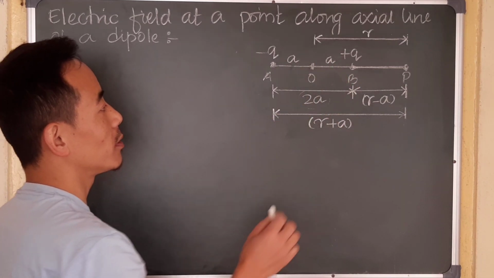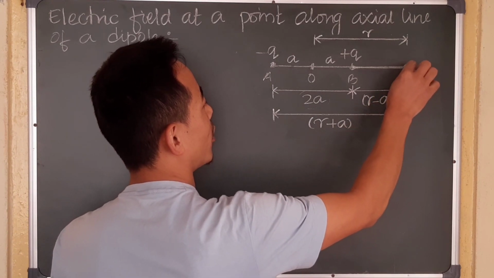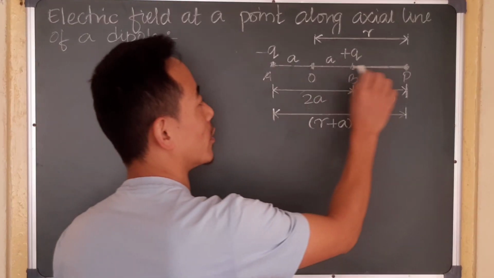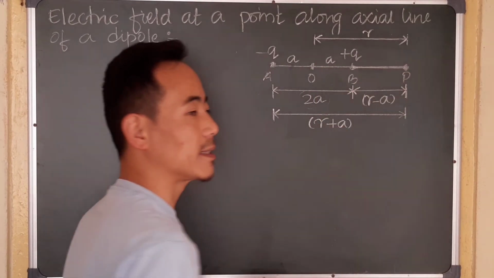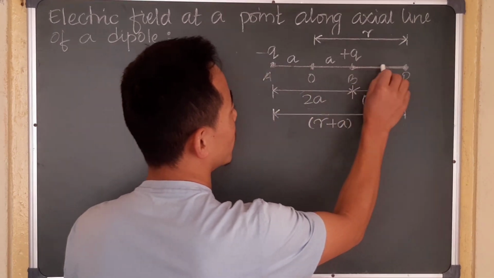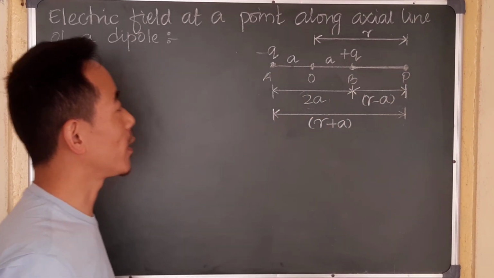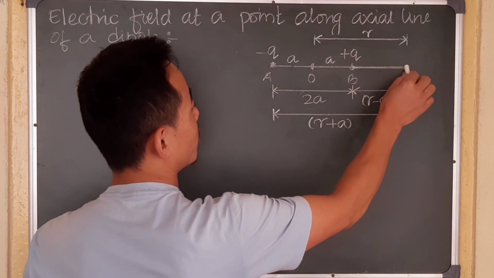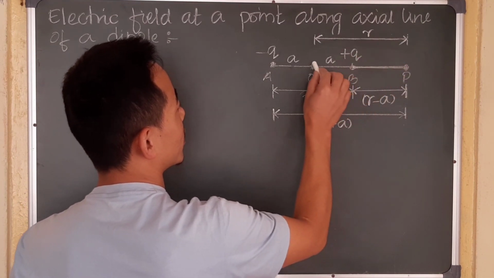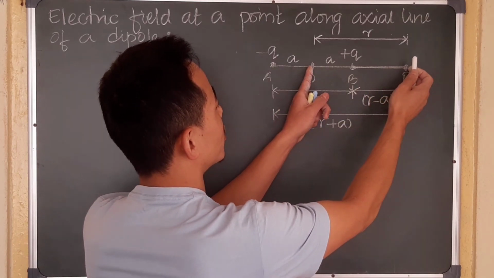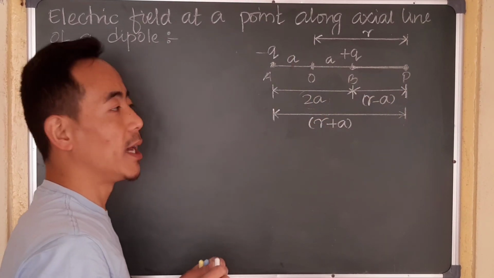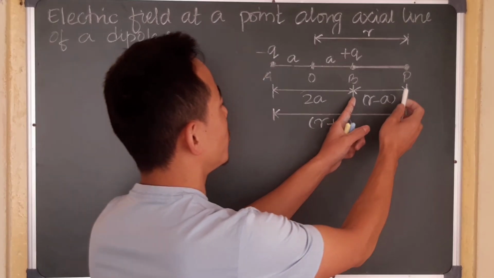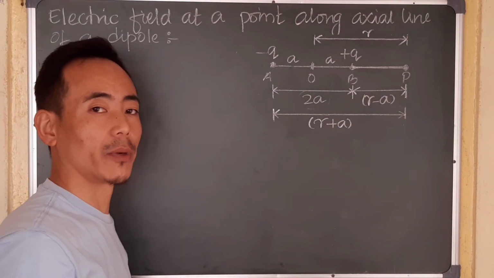Now our main theme is to find the electric field at any point, let's say P, which is along the axial line of the dipole, along the axis of the dipole. The line which passes through both the charges is the axis. So along this axial line at any point P, we are supposed to find the expression for the electric field. Let's say that this point P is at a distance of r from the center of the dipole. From the center up to this point, the distance is r. The distance from A to P is r plus a, and from B to P is r minus a.